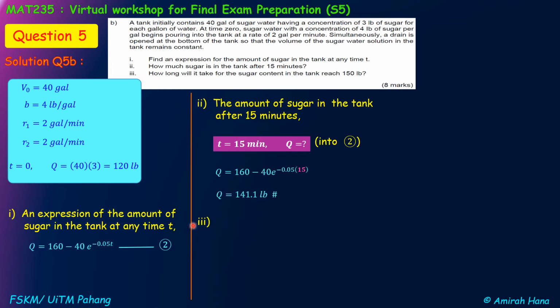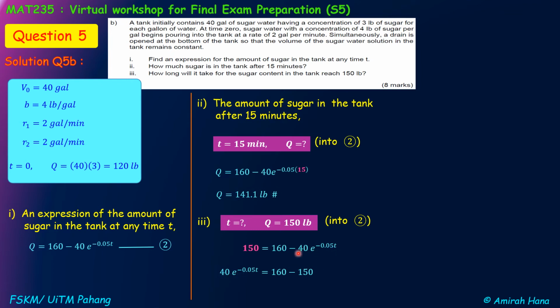Next, question number Roman 3. How long will it take for the sugar content in the tank to reach 150 pounds? How long means we want to find t when Q equals 150 pounds. We substitute into equation 2. So after we substitute, we have Q equals 150 equals 160 minus 40 e to the power of negative 0.05t.